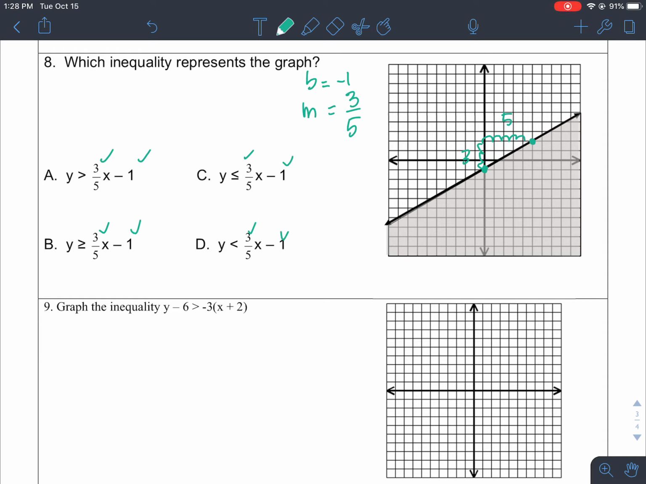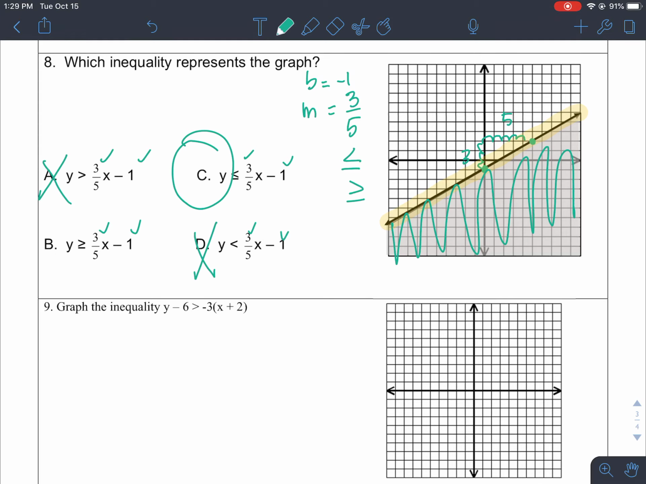Okay, so let's see if I can eliminate by looking at the inequality sign. If you notice on the graph, it is a solid line. So that means that my inequality has to either be less than or equal to or greater than or equal to. So automatically, I can eliminate A and D. So now looking at the inequality, my graph is shaded below. So below means it has to be less than or equal to, which is C.